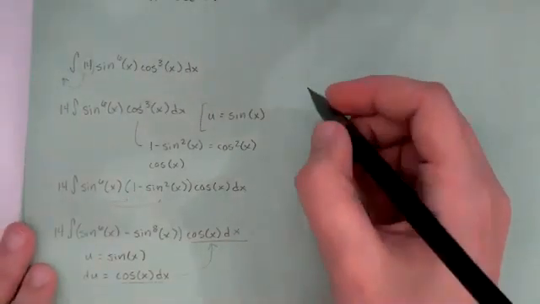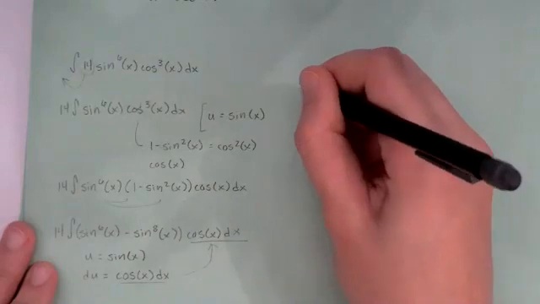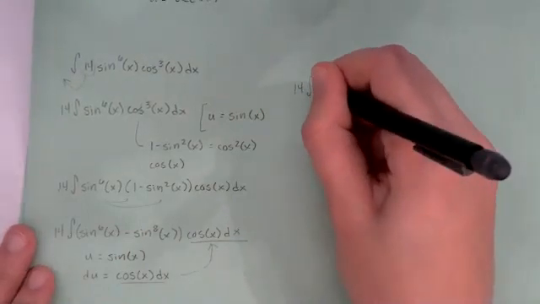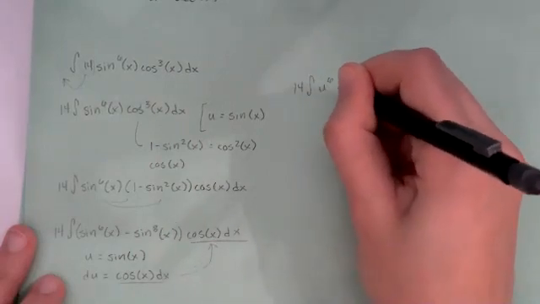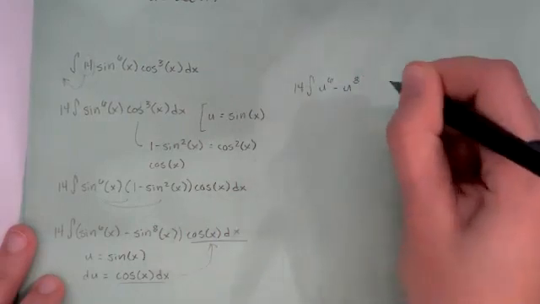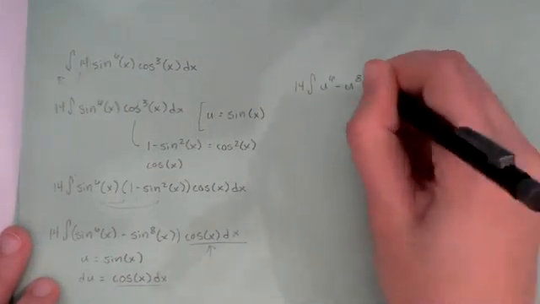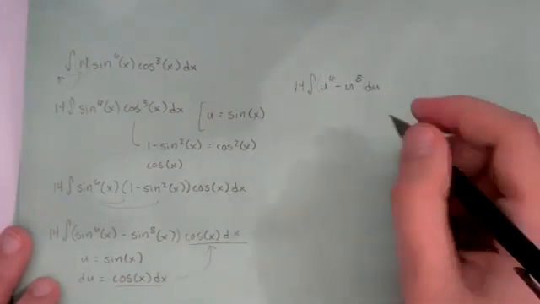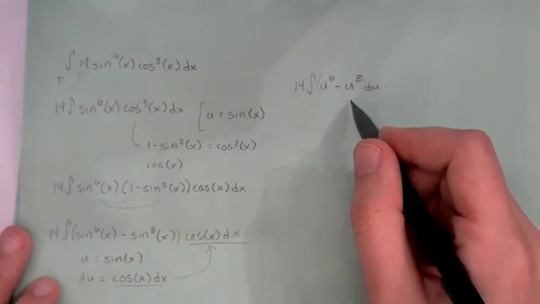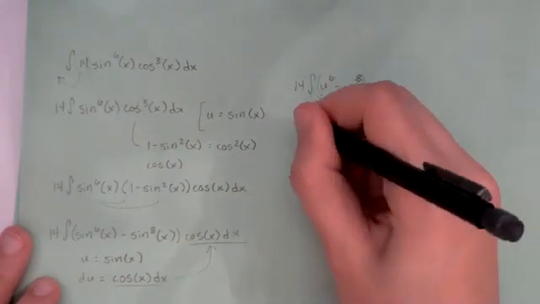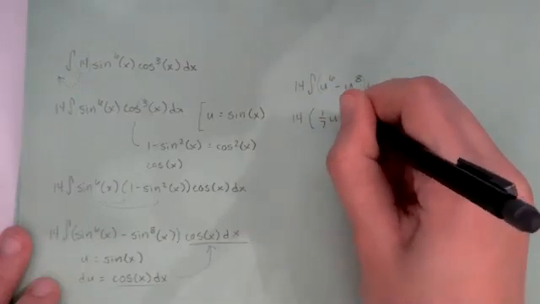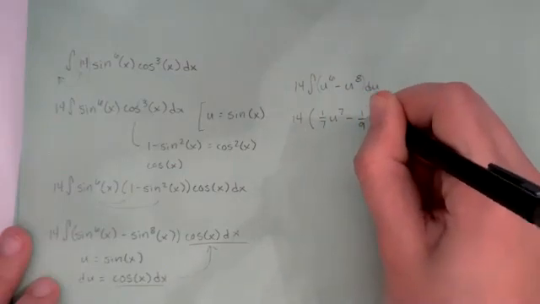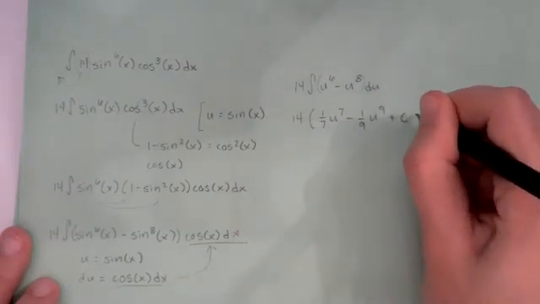And so I'm actually going to move over here. So now in terms of u, we can rewrite this 14. This is going to be u to the 6th minus u to the 8th, and then just a regular du. So not too bad. Then we can go and evaluate the integral as we would just a regular algebraic integral. So that means that we're going to have 14 times 1/7 u to the 7 minus 1/9 u to the 9 plus c.